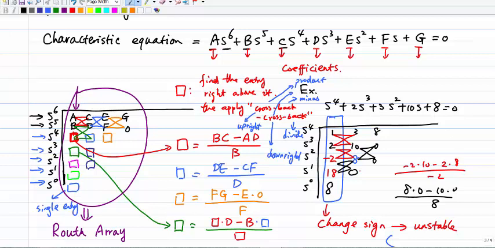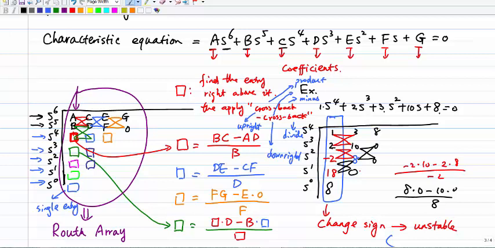As I mentioned, the first 2 rows I just fill these numbers in, because you can read off the coefficients: 1, 2, 3, 10, 8. So you do 1, 2, 3, 10, 8. Of course, I put a 0 over here, right? I can put it over here. So these are the first 2 rows I wrote down, very simple.